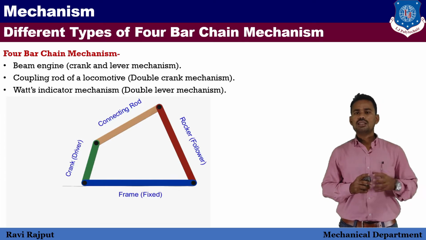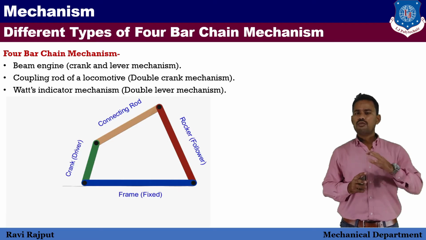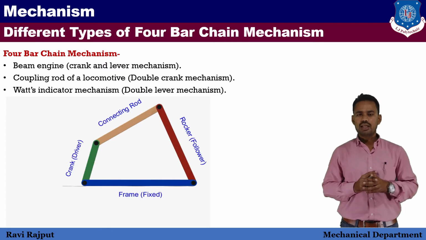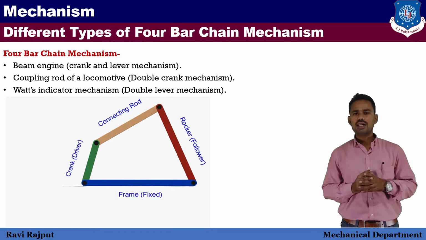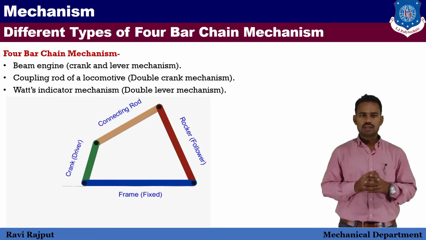Basically, a mechanism is anything which is achieved for a repeated task, and in a mechanism we fix a single link out of the chain, and fixing a different link will cause an inversion of that mechanism. So here we are going to study the 4-bar chain mechanism. The first mechanism which we have to study here is the beam engine, and then we will further move on to the coupling rod and Watt's indicator mechanism.